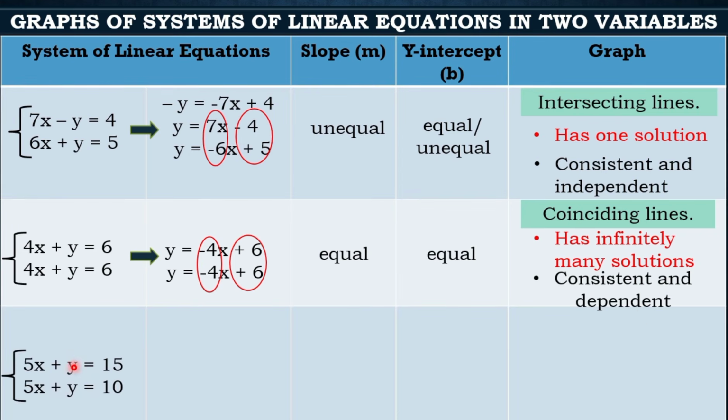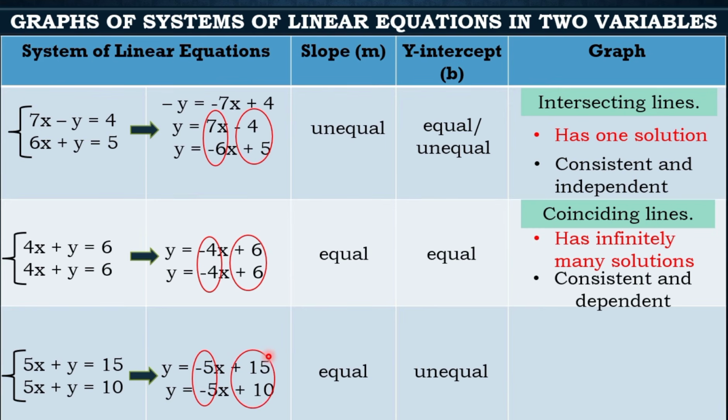So halimbawa, ito naman ang given. Rewrite natin siya into slope-intercept form. So we have y is equal to negative 5x plus 15 and then the other one is y is equal to negative 5x plus 10. So compare natin yung slope. Ang slope niya ay equal. Ang y-intercept not equal. Okay, unequal.